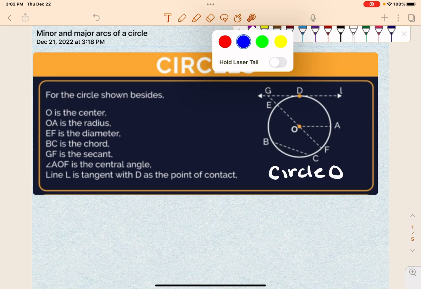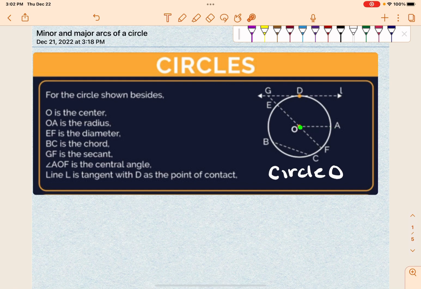If I were to look at this right here from O to A, that would be a radius because it goes from the center to a point on the circle. Diameter goes all the way across through the center, so that would be a diameter. BC is a chord. That means it's just a line segment that goes from one point on the circle to another. A chord can go through the center. It does not have to, though.